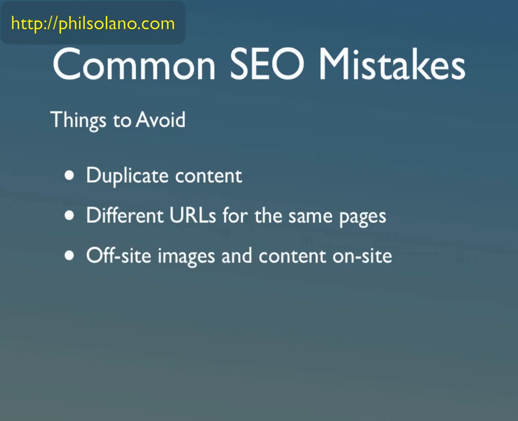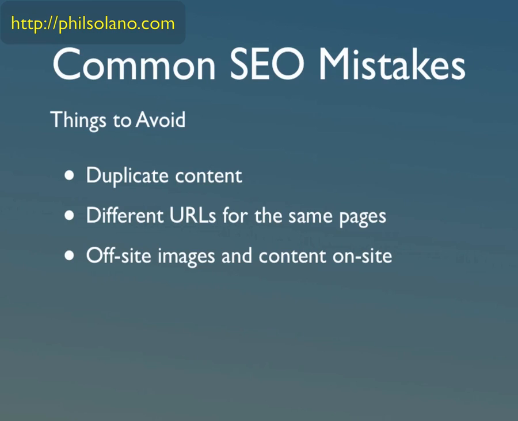Offsite images and content on site. You need to avoid using offsite images. What exactly do we mean by an offsite image? An offsite image is an image which appears on another site, and what you're doing is you're linking from that image to your page, and your page has that same image on it. So when people click on that image, it's actually taken to another site, and that's considered poor practice, and it's something to be avoided.